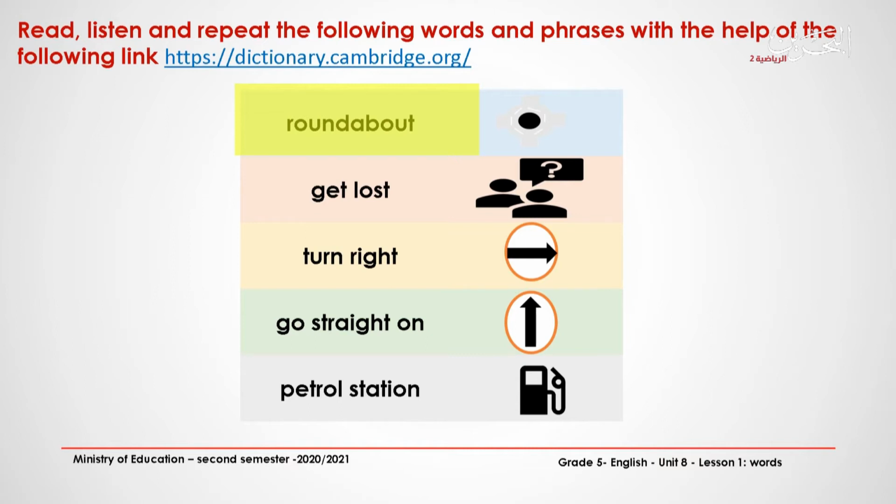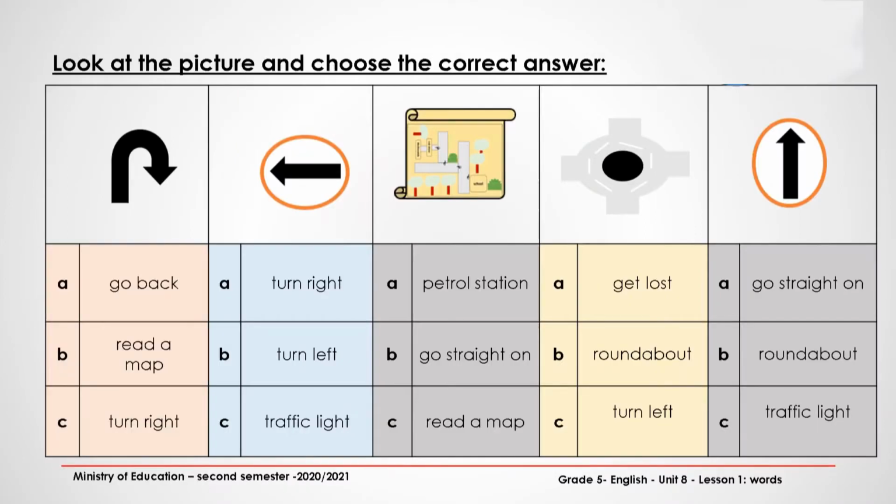Roundabout, get lost, turn right, go straight on, petrol station. Now look at the picture and choose the correct answer.